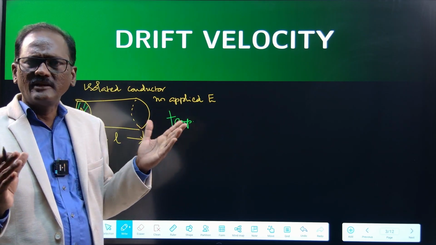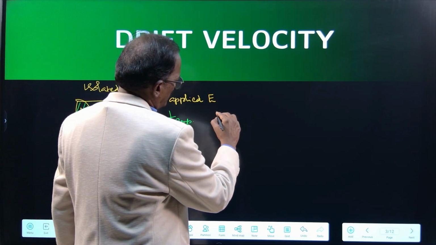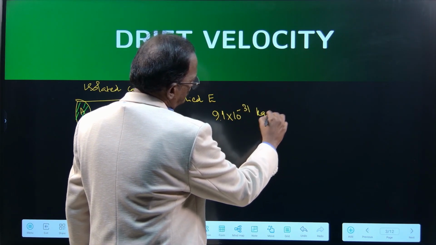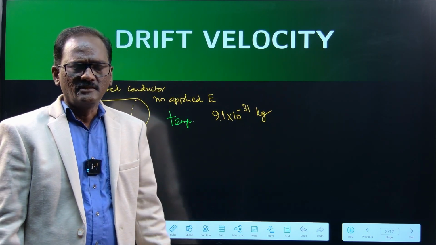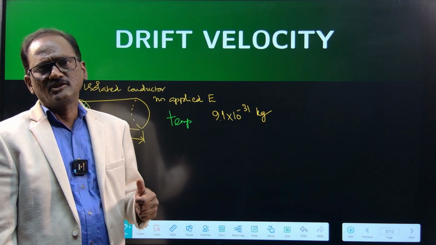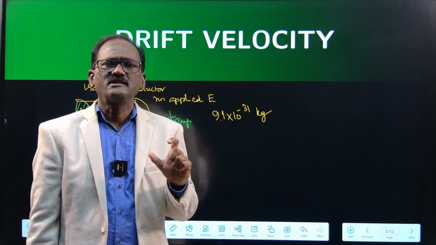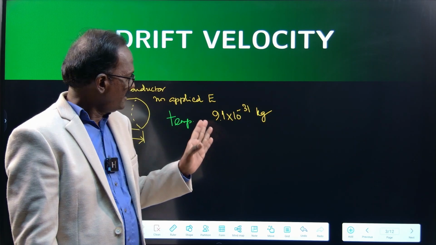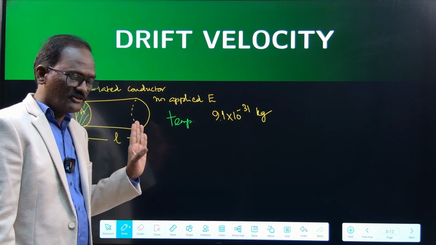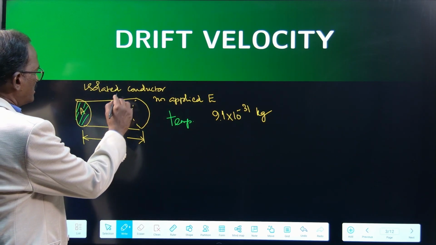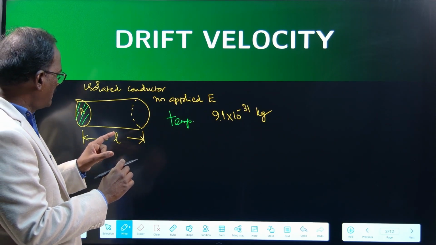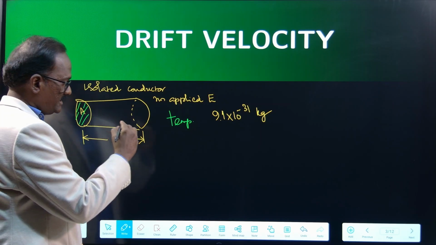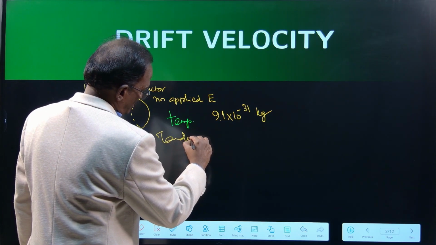Because you know the mass of electron is very, very low. The mass of electron is only 9.1 × 10^-31 kg. Such a low mass the electrons possess, right? So room temperature is quite enough for the electrons to move here and there. The thermal energy is converted into kinetic energy, right? So they are moving inside the metal with some velocity, randomly, random motion.